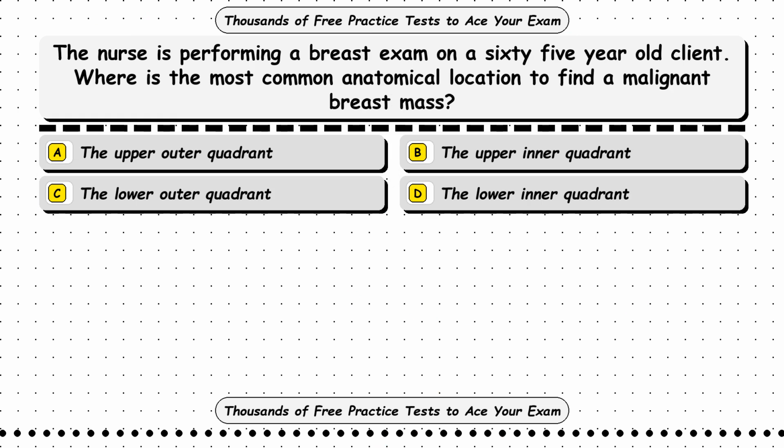Question 54. The nurse is performing a breast exam on a 65-year-old client. Where is the most common anatomical location to find a malignant breast mass? Option A, the upper outer quadrant. Option B, the upper inner quadrant. Option C, the lower outer quadrant. Option D, the lower inner quadrant.